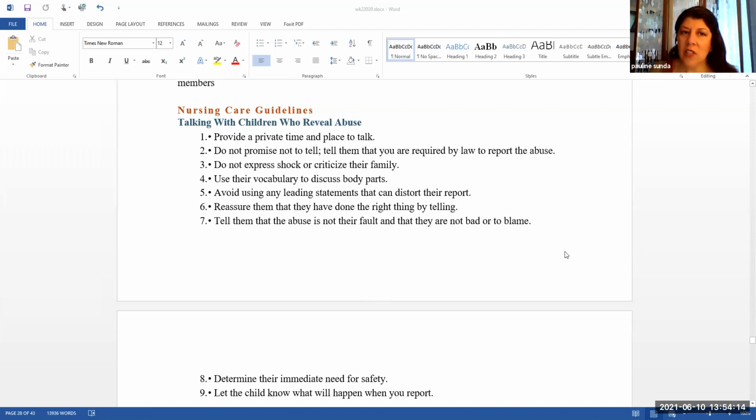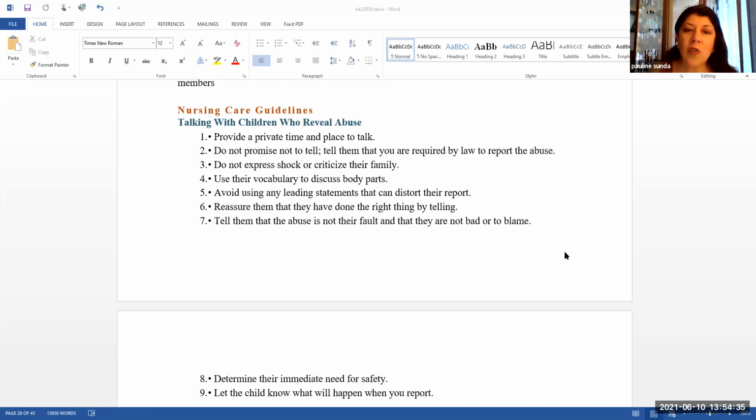So, what are we going to do as a nurse? When we're talking with children who reveal abuse, you want to provide them a private time and place to talk. You cannot promise to not tell anybody because you are a mandated reporter. So you do not promise them that you won't say anything. That's not something that's allowed.